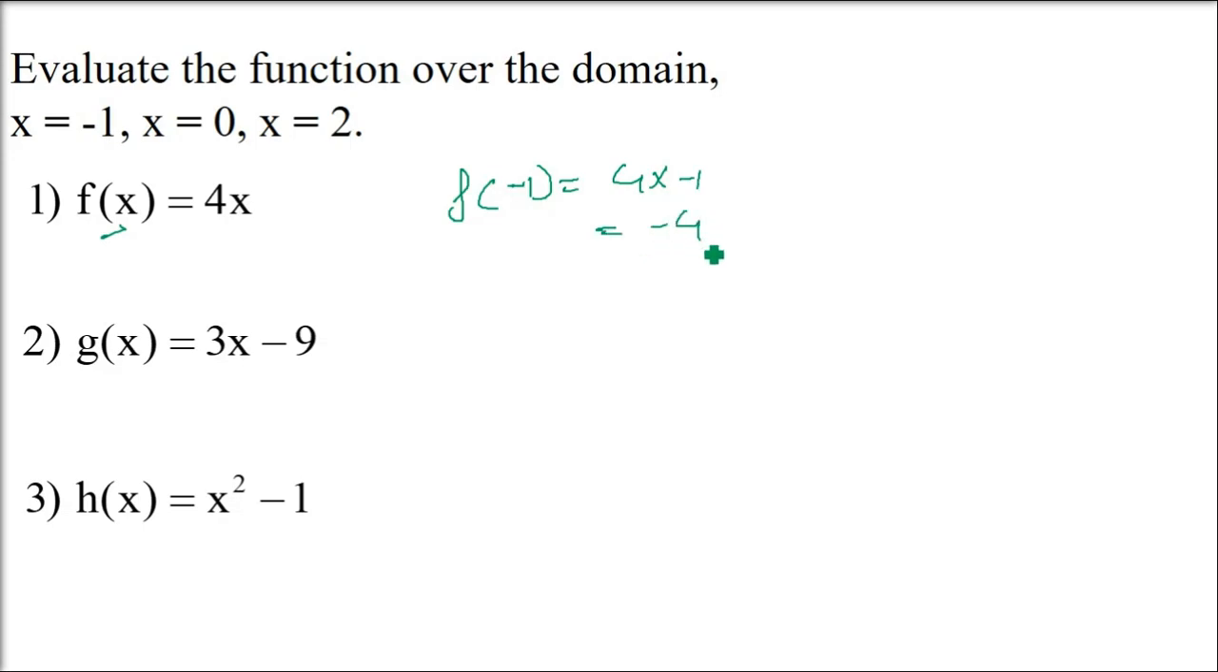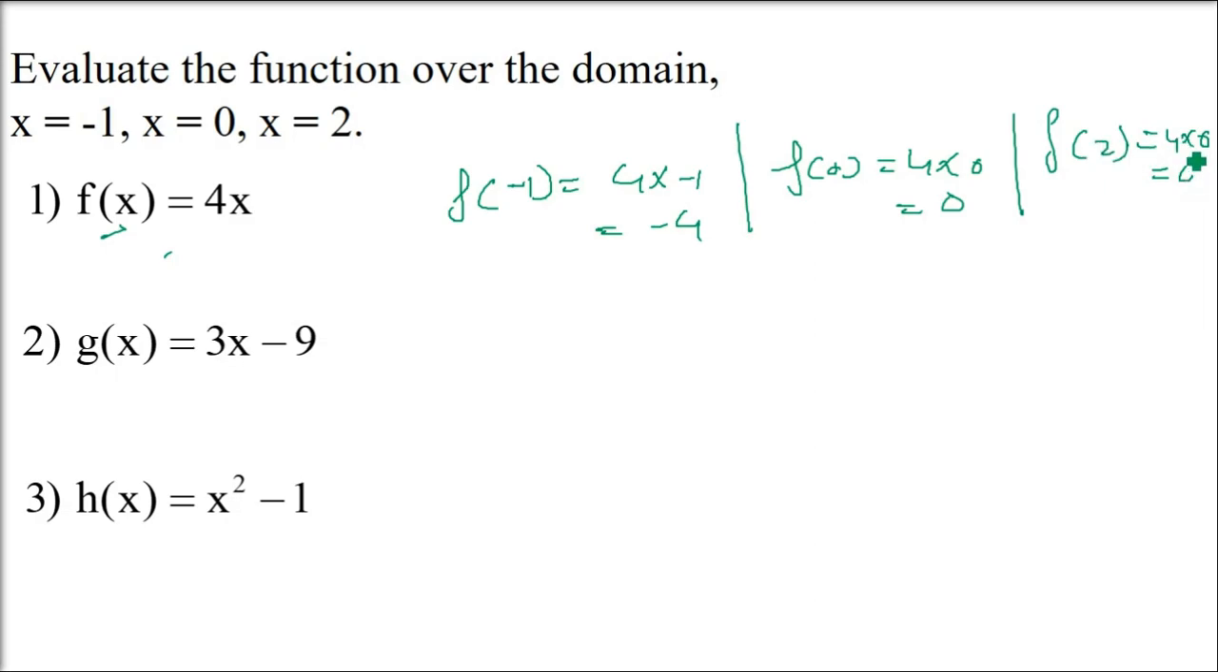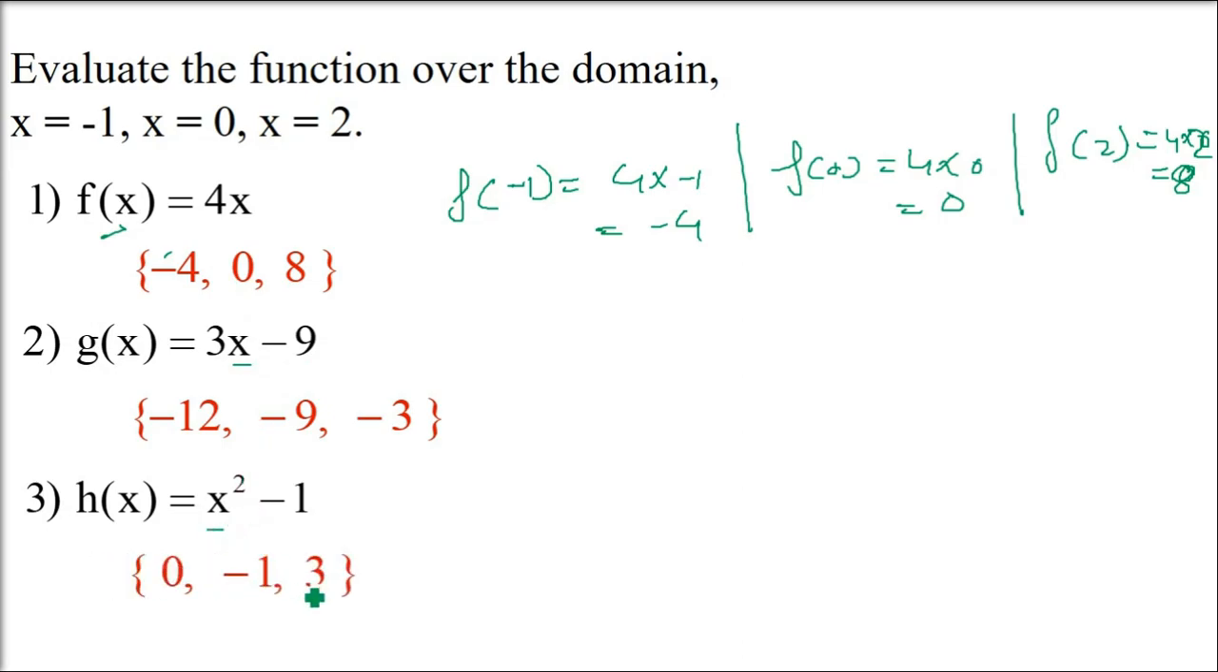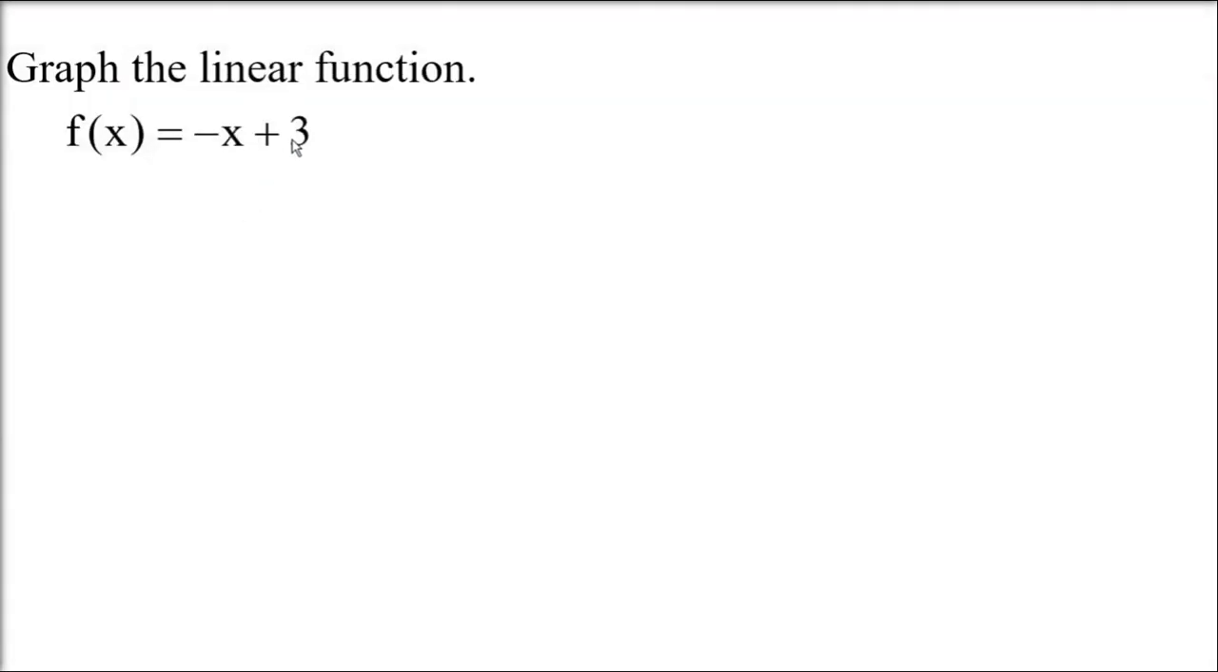So 4 into -1 is -4. f of 0, this is 4 into 0, that is going to be 0. And 4 into 2, I'm putting x as 2. 4 into 2 is going to be 8. What is the range? What is the value of y? -4, 0, 8. Similarly, the second one will give you -11, 12, -9, -3. The third one is 0, -1, and 3. So this is the domain. Just put the value of x, find out the value of y.